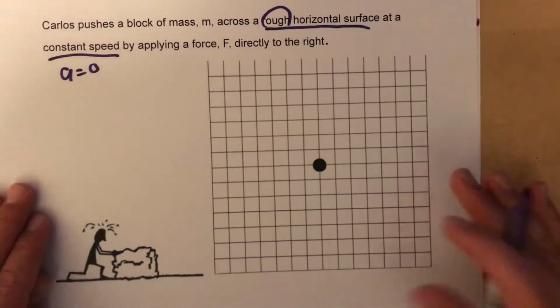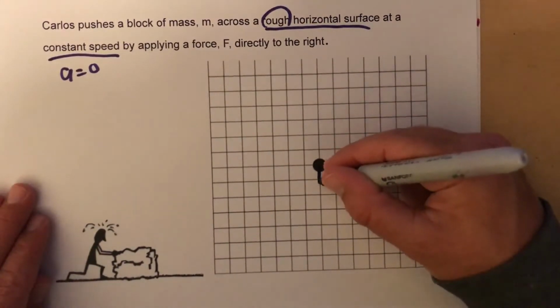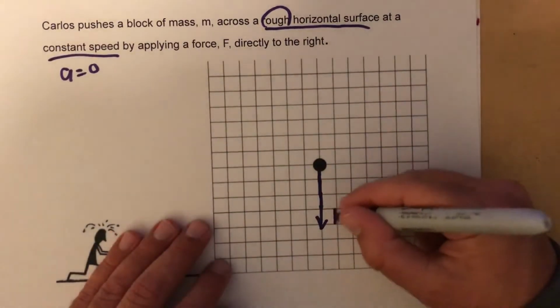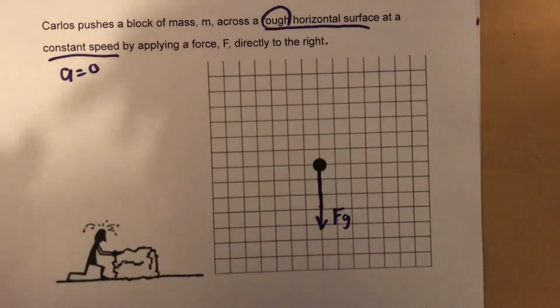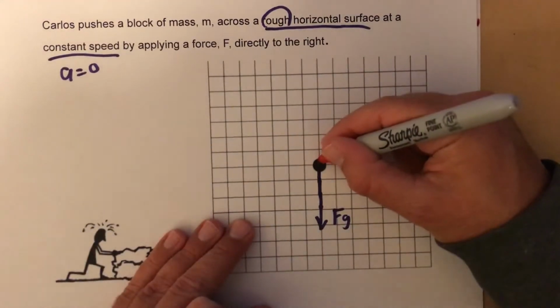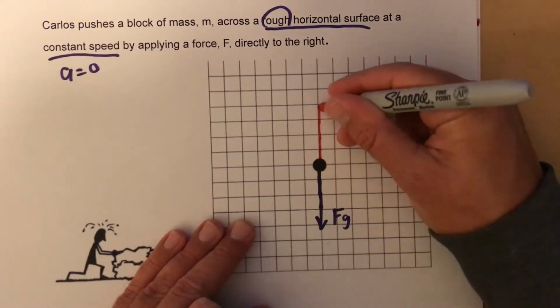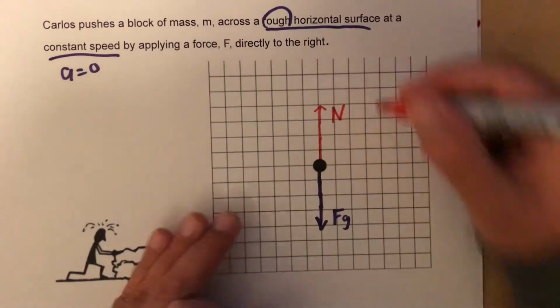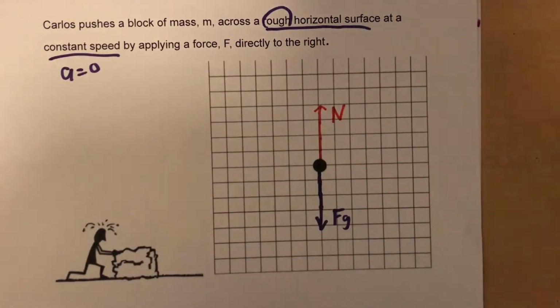So clearly there's going to be some gravity. I'll draw it 1, 2, 3, 4 down. No reason, just looks good. And I'm going to call that force of gravity. We will have a normal force counteracting it back up, 1, 2, 3, 4, up. I know they have to be equal because it's not accelerating in the y. I'll call that normal force.